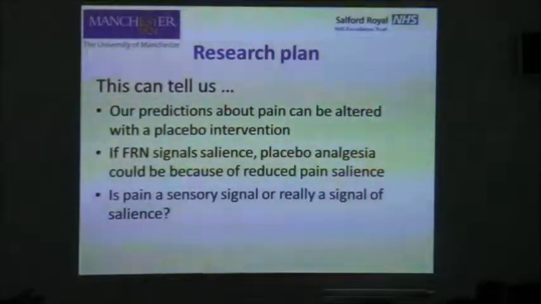So what benefit will this have for us? Well, this can tell us how our predictions about pain can be altered with placebo interventions. We make predictions about this aversive stimulus, and somehow this can be interrupted by changing expectations. And if I can show that FRN does signal salience, then this suggests that placebo analgesia is actually because you're attributing less salience to the pain, you're less worried about it. And this can lead us to think, actually, how much of the sensory signal is pain, and how much of it is just about motivational salience and getting you out of that bad situation.